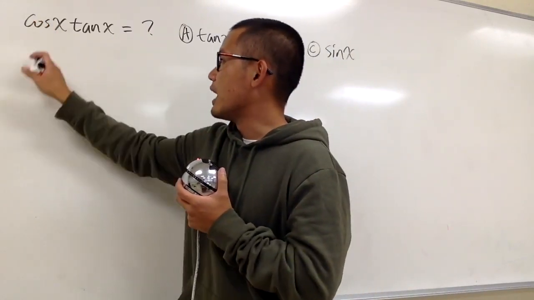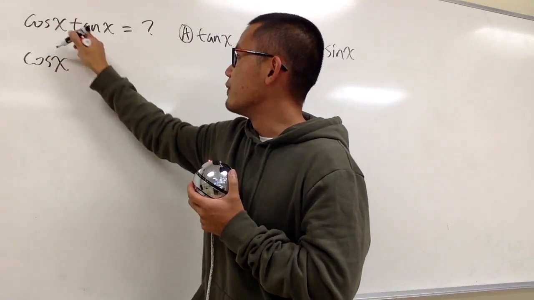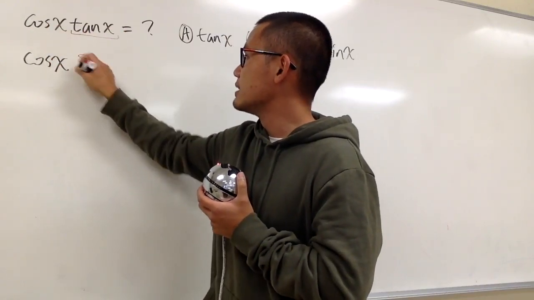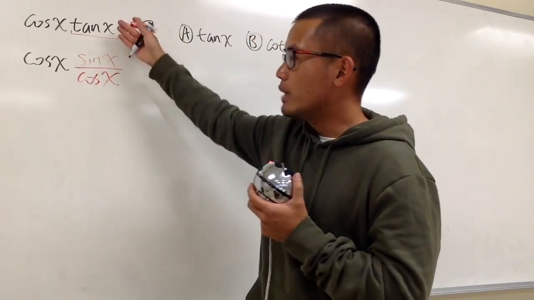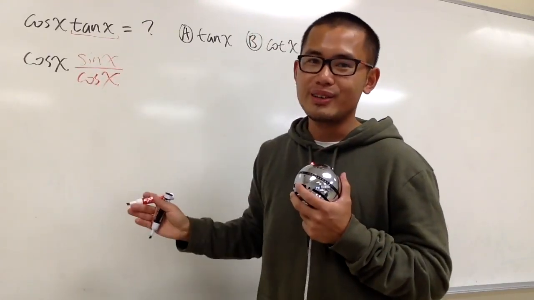So once again, let me just put that down. This is cosine x. And for the tangent x, I'll write that as sine x over cosine x. And we have to remember this really, really well, okay?